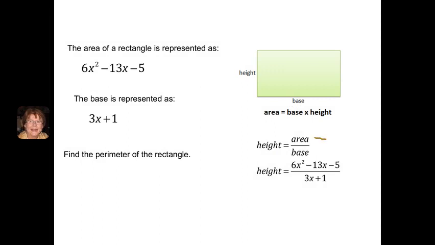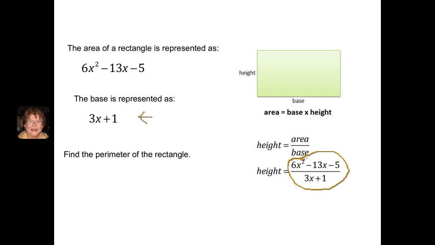I know as an algebraic expression what the area is. That's given to me: 6x squared minus 13x minus 5. I know the expression that represents the base. That is also given to me: 3x plus 1. So, in order to get the height, I have this expression.